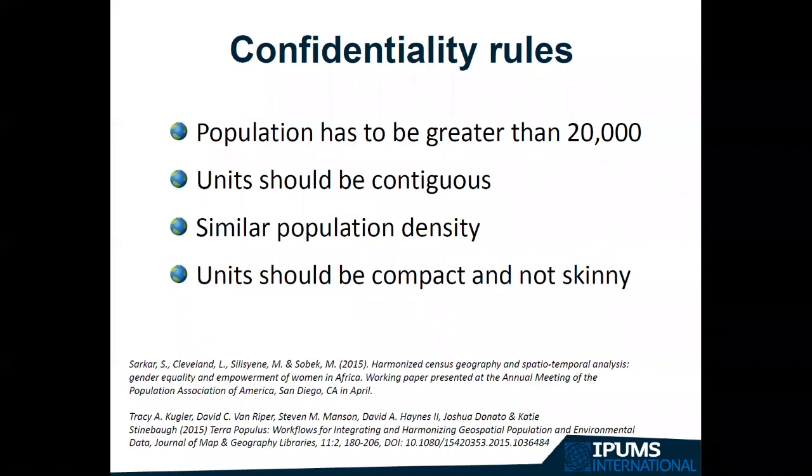Here are some of the confidentiality rules that we follow. The population has to be greater than 20,000. The units have to be side by side. Then we look at population density. We try to combine units which have the same population density, and then we try to make the unit look nice and compact and not skinny like a snake.